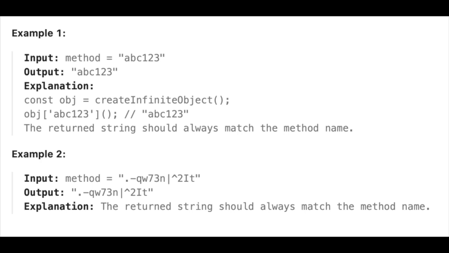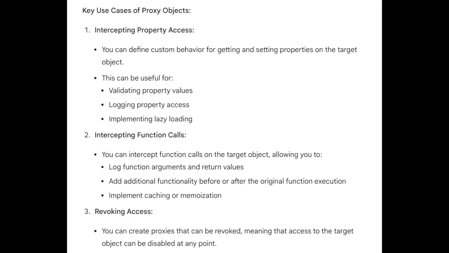All right, so I'm going to give you guys a hint. You're going to use a proxy object. It's an obscure sort of JavaScript construct, but these are the key use cases of proxy objects. They allow you to intercept property access, intercept function calls, and revoke access. So there's the target object and then the proxy object. And we're going to use proxy objects to answer this question because the proxy object is going to get us the name of the method.